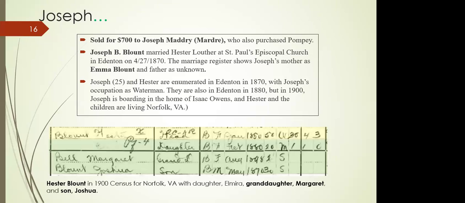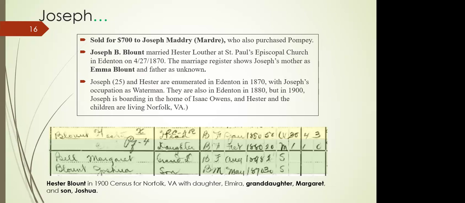Well, Hester in 1900 was in Norfolk, Virginia. She had her daughter Elmira. I know you can't see the name, but I'm going by the birth, so I know that that's probably Emma. She has a granddaughter, Margaret Bell. And this says she has a son, Joshua Blunt, who it says was born in May of 1870, which would have been right after they got married, but before the 1870 census. And he was not on that 1870 census.